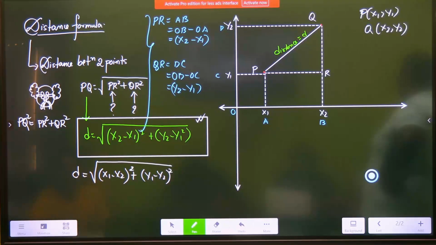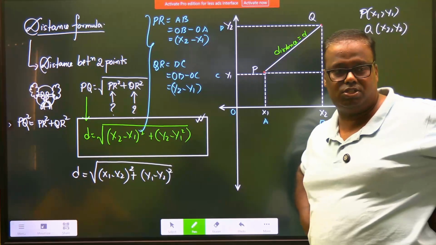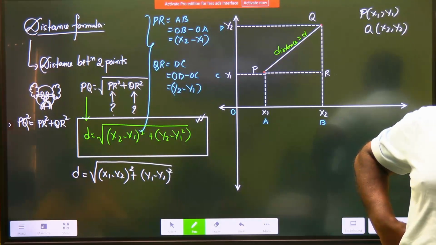So what is the distance formula? Distance formula is always given as the difference of the y coordinates squared plus the difference of the x coordinates squared. It's the sum of the squares of the differences between the x and the y.